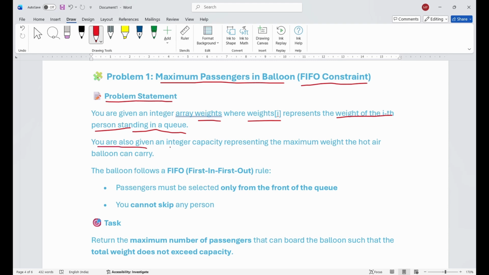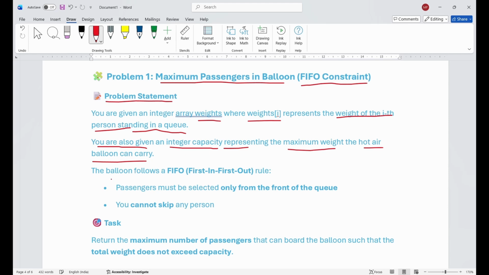Another thing is you are also given an integer capacity, which represents the maximum weight the hot air balloon can carry. We need to consider this, so we cannot send people whose total weight is more than the capacity of the balloon. If a balloon can carry 5 people and we send 7 people, there may be a chance of an accident. So we have to consider this integer capacity.